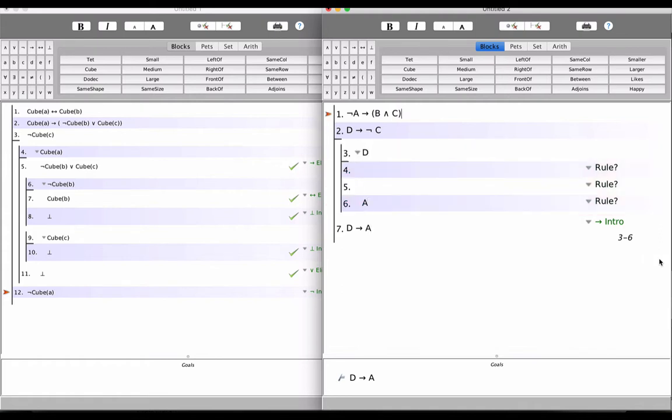Now, let's take a look at what we're given and see what sort of moves we're going to want to make in order to achieve our conclusion. Our first premise says, if not A, then both B and C. Our second premise says, if D, then not C. Two things should jump out at you. One is that both premise 1 and premise 2 involve conditional claims, and a tactic you want to think about employing whenever you see a conditional claim given is eliminate.